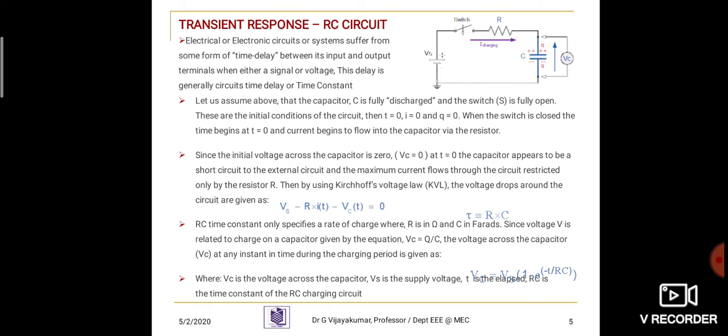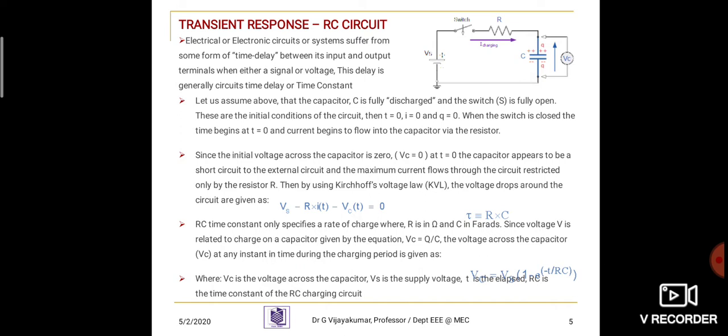I mentioned that the time constant is represented as tau, or this capital T. The RC time constant only specifies the rate of charge, where R is in ohms and C is in farads. The voltage across the capacitor at any instant during the charge period is given as Vc is equal to Vs into 1 minus e power minus t by RC.